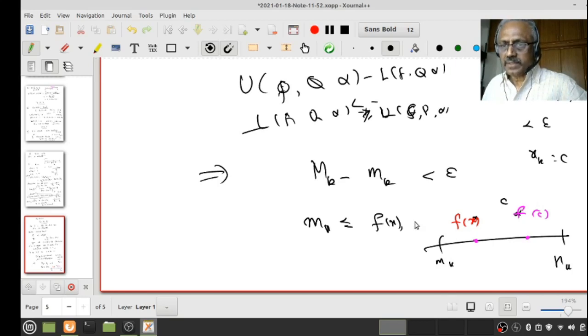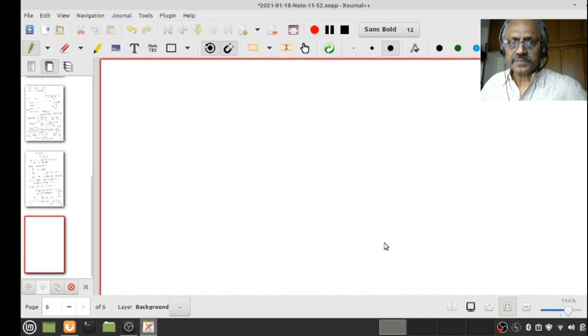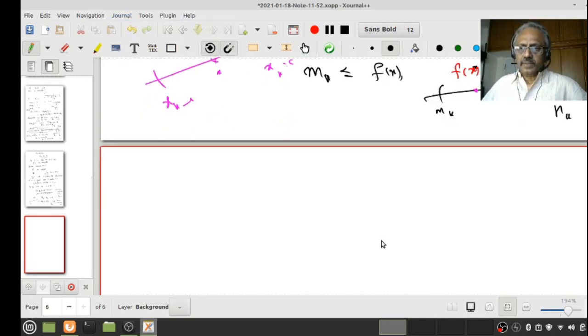So what does it say? For each x in the interval (x_{k-1}, xk), which is equal to C, for each x, my f(x) minus f(c) is less than epsilon. That means f is left continuous. That's it. Okay, please go through this.